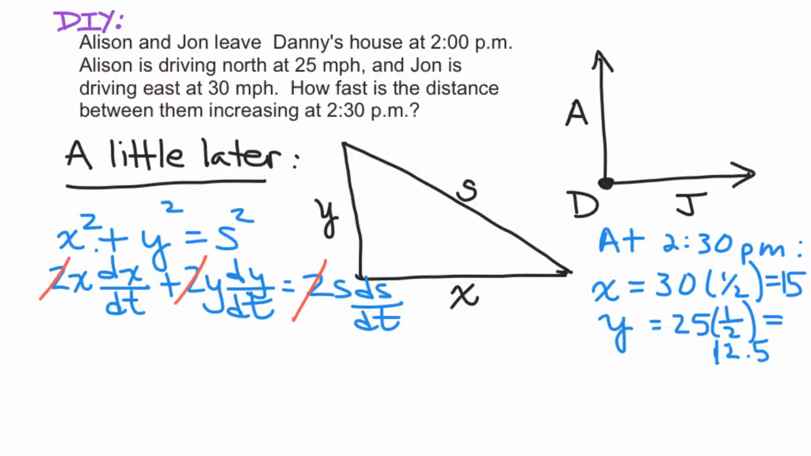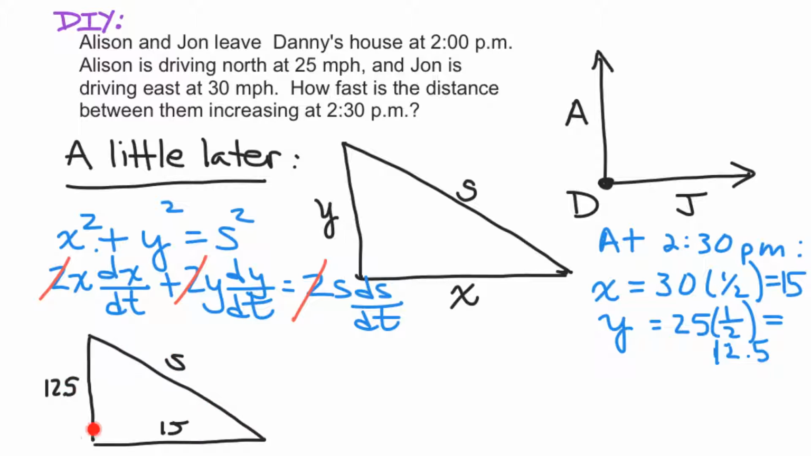At 2:30 p.m., that's 1/2 hour later, so time is 1/2, so the distance x is the rate, which is 30 miles per hour, times the time, which is 1/2 hour, so x will be 15 miles at 1/2 hour. y will be 25, the rate, times 1/2 hour, which will be 12.5 miles. So we can fill those in and try to solve once again for ds/dt.